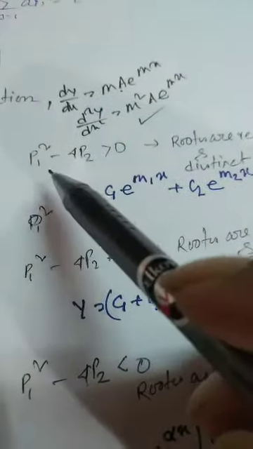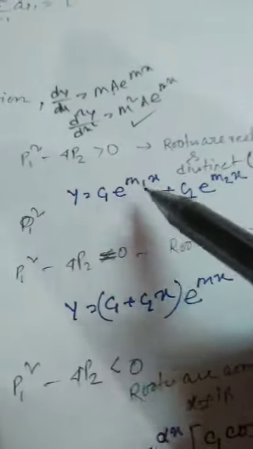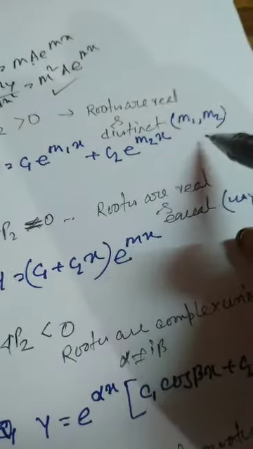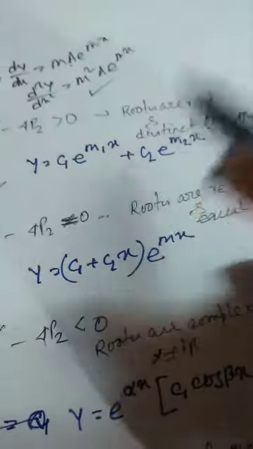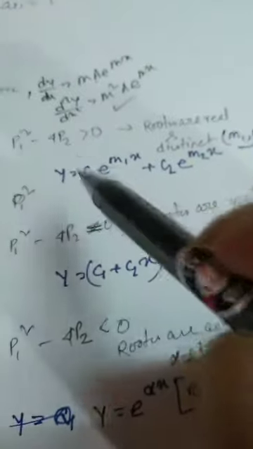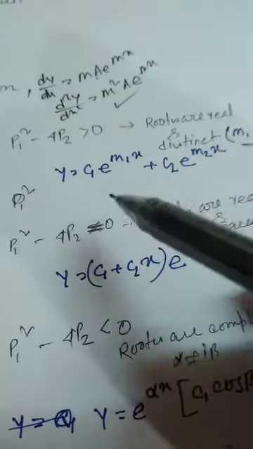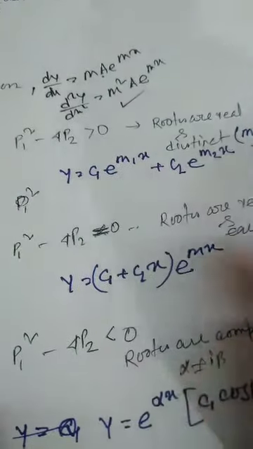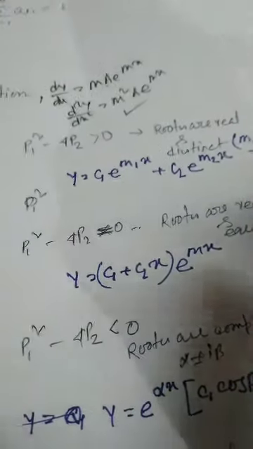When the discriminant p1 square minus 4p2 is greater than 0, then the roots are real and distinct. We say the roots are m1 and m2, and then we can write the solution as y = c1 e^(m1 x) + c2 e^(m2 x). So now let us try to solve one problem.